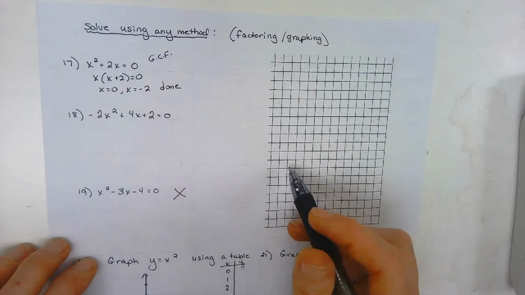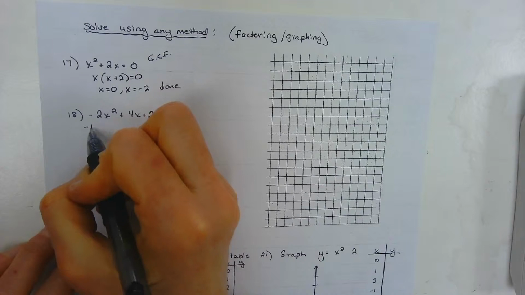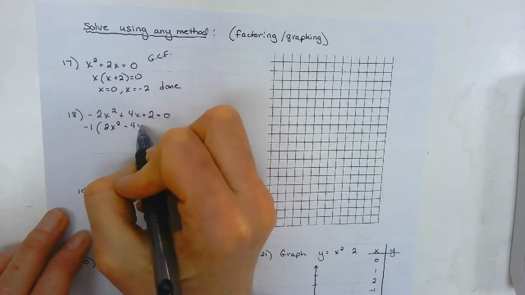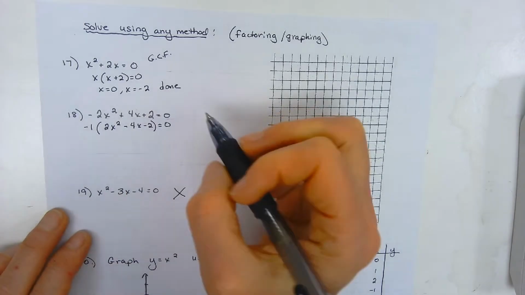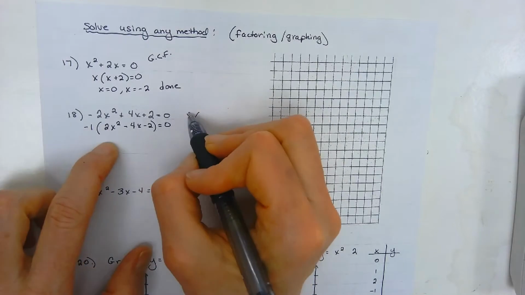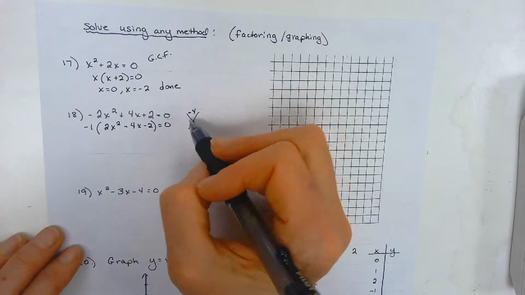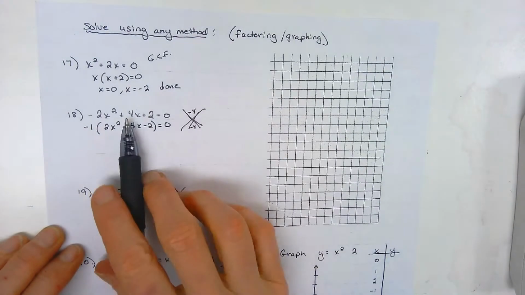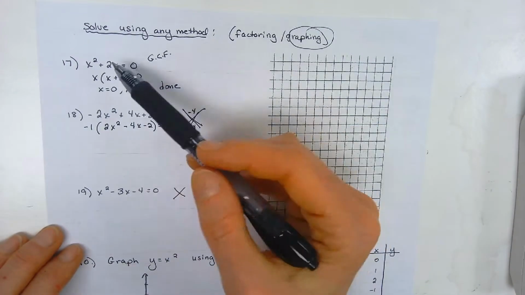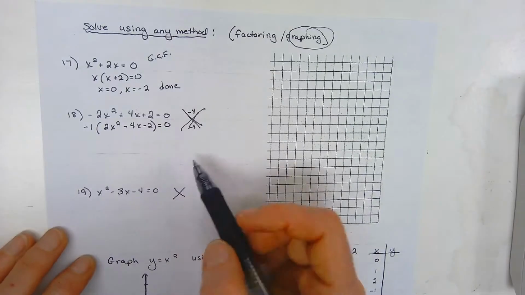Now number 18 is not going to be factorable. I can take out a -1, and so I have 2x squared minus 4x minus 2 equals 0. And when I put this into my diamond, I get -4 up here and -4 down here. And there are not two numbers that will work for this diamond. So in order to solve this, we'll have to graph it. There's two choices, factoring or graphing, and these two can be factored done very quickly. Let's graph this to solve.